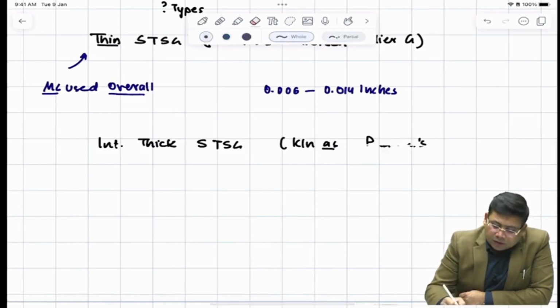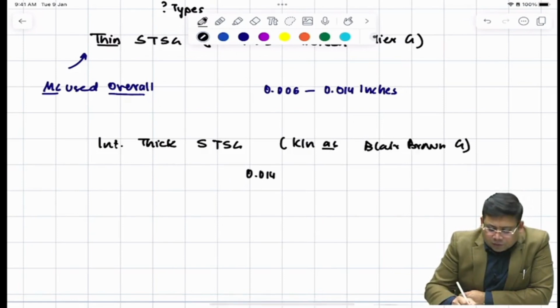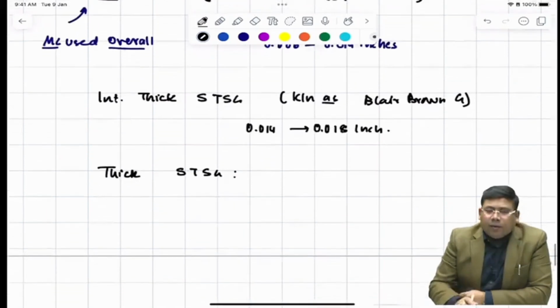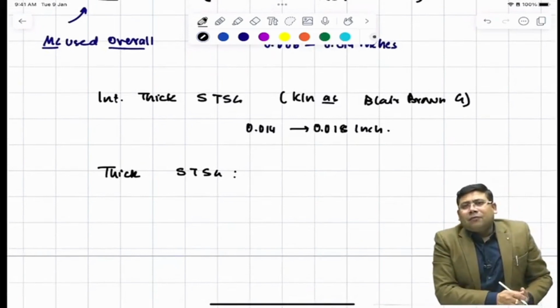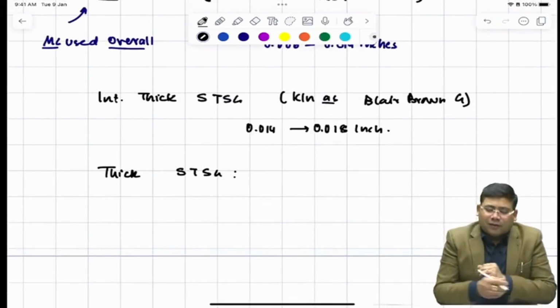Sorry, this is known as the Blair-Brown graft. This is again important. So, Blair-Brown graft. When we talk about the Blair-Brown, it is 0.014 to 0.018 inches. The last is a thick variety of STSG. Remember, when we talk about the thick STSG, what do we mean? Any thickness leaving behind the reticular part of the dermis.